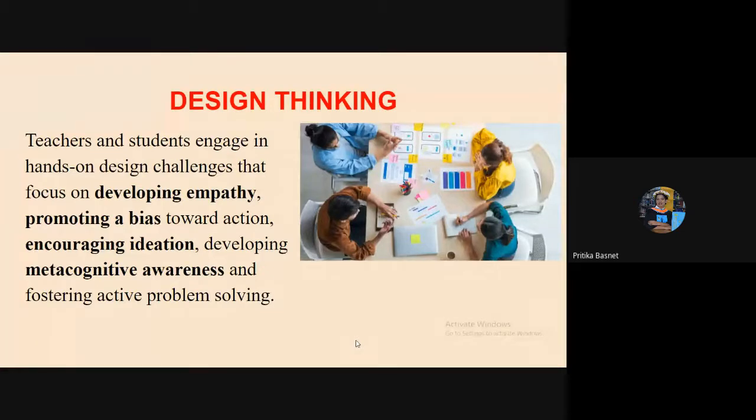We encourage different ideas. For example, we can have more than 10 students, more than 20 students in our classroom. So we can have 20 heads to think and 20 heads to ideate. So we encourage ideation to the students. Developing metacognitive awareness includes the awareness of metacognition, and it also fosters active problem solving.